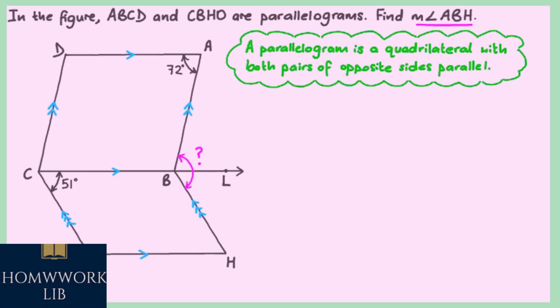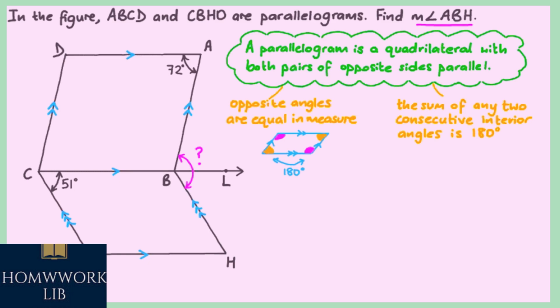Now, we are asked to find the measure of angle ABH, and so recalling some of the angle properties of parallelograms will be helpful here. Firstly, we have that in a parallelogram, opposite angles are equal in measure, and the sum of any two consecutive interior angles is 180 degrees. So let's consider that we are given the measure of angle DAB. Angle ABC would be a consecutive interior angle to angle DAB, so the sum of their measures is 180 degrees.